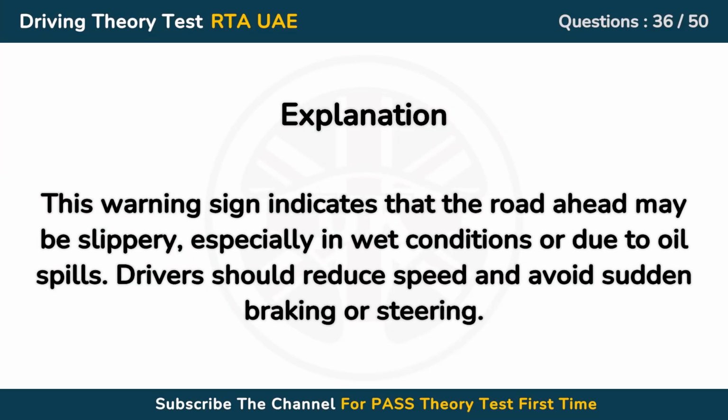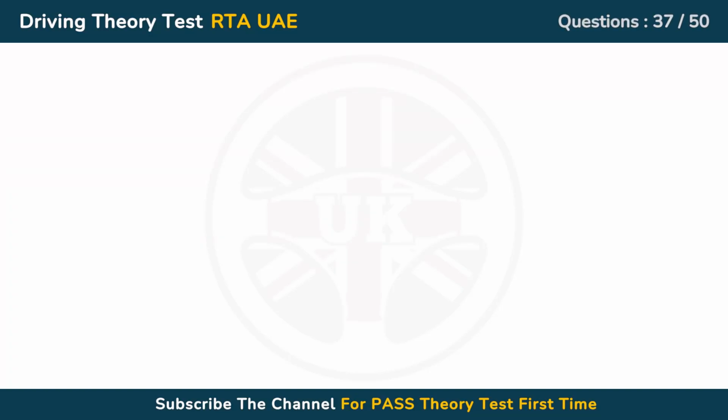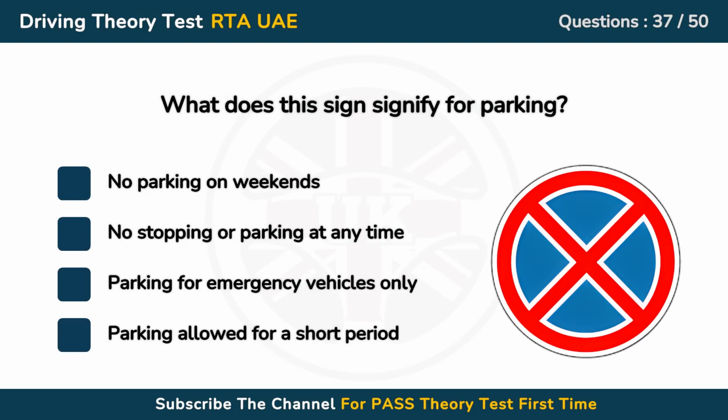Question 40. What does this sign warn about? A, strong headwinds. B, strong side winds, crosswinds ahead. C, falling rocks from the side. D, wind tunnel area. Answer is B, strong side winds, crosswinds ahead. This warning sign indicates areas prone to strong side winds. Drivers should be prepared to counteract sudden gusts, especially when driving vehicles or motorcycles, to maintain control.